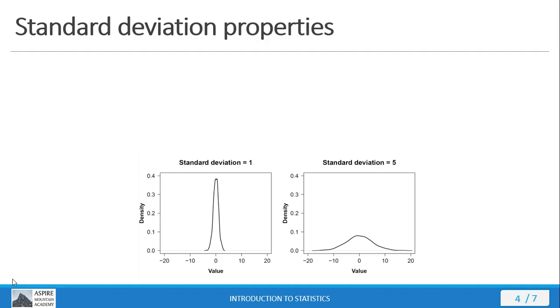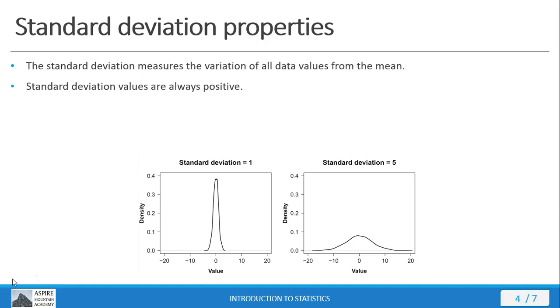Standard deviation has a number of properties that we need to be familiar with so that we can correctly interpret standard deviation values. First, standard deviation measures a variation of all the data values from the mean. It takes into account all the data values that are in the data set. Next, standard deviation values are always positive.